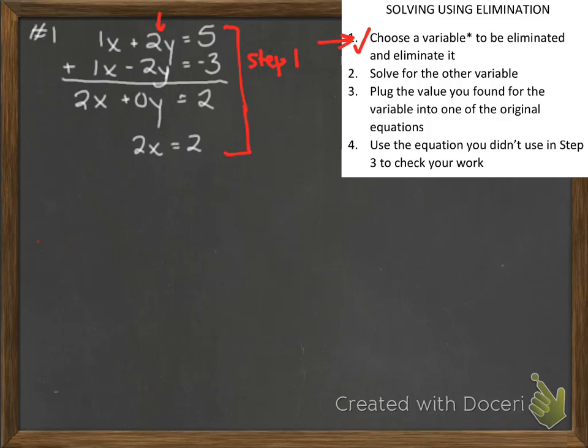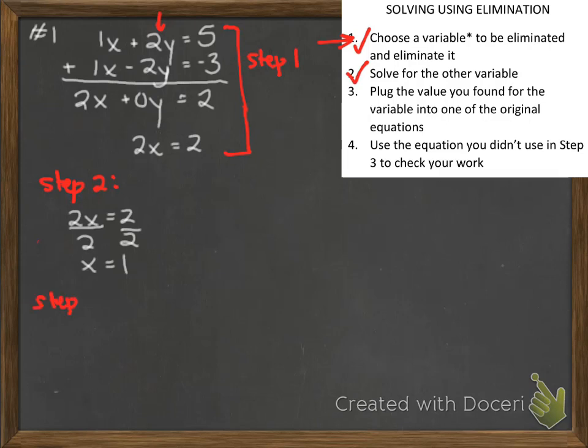So now on to step 2. I have eliminated y, which means I can solve this equation for x. All I have to do is divide both sides by 2, and I find that x equals 1. Now, remember, I need to find both x and y.